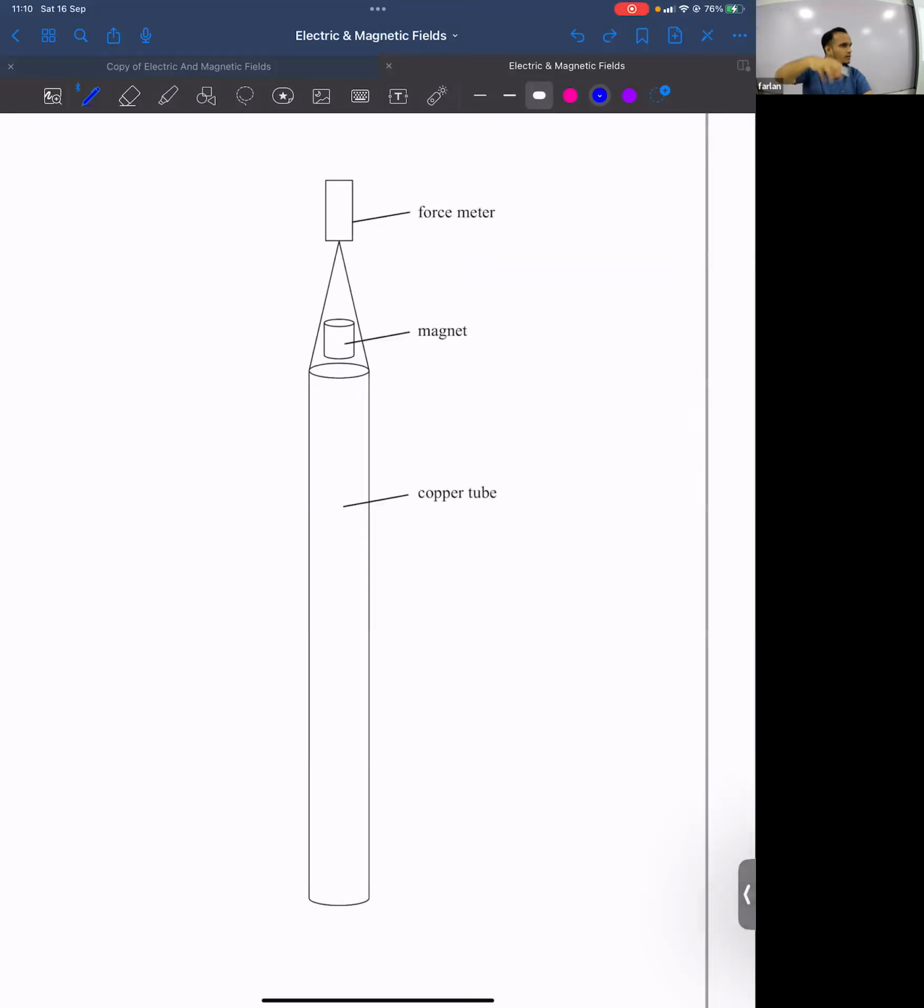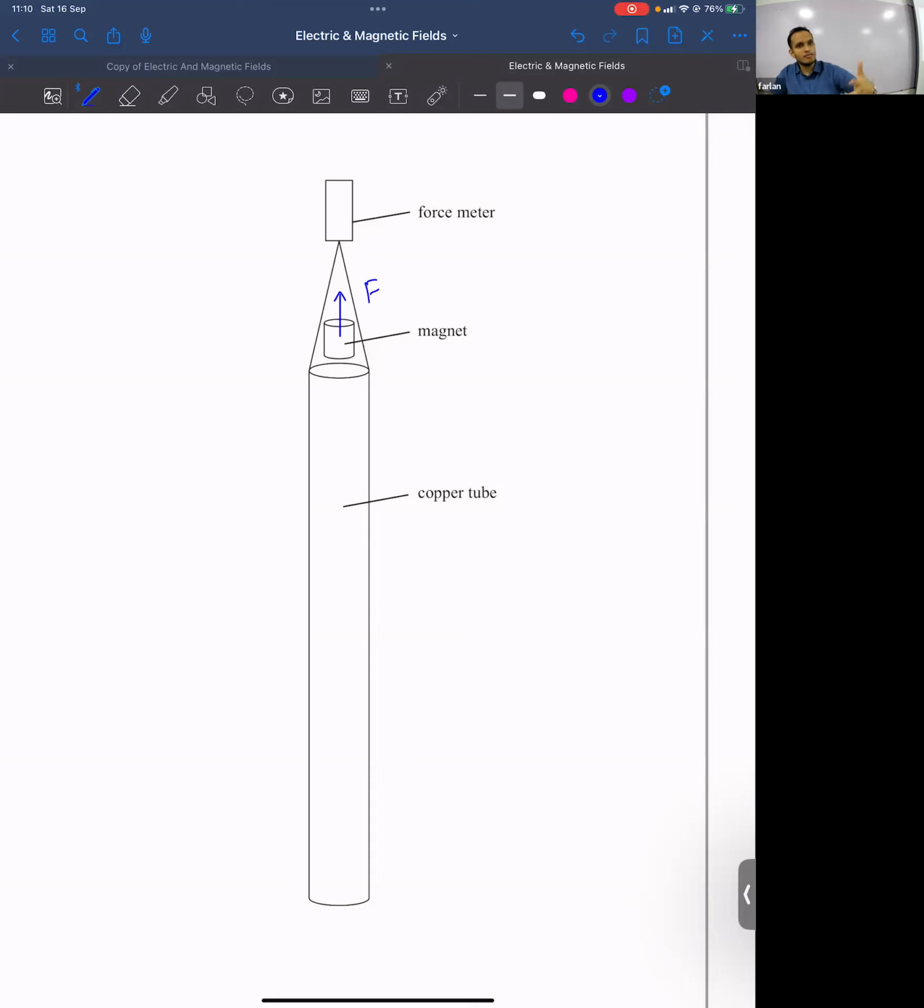When the magnet is falling down, it will cut the magnetic field lines. Okay? So there will be an EMF induced in the copper tube in such a way which opposes the change causing it. So now the change causing it is the magnet which is falling downward. So there will be an EMF induced in such a way that there will be a force on the magnet upwards. Am I right?